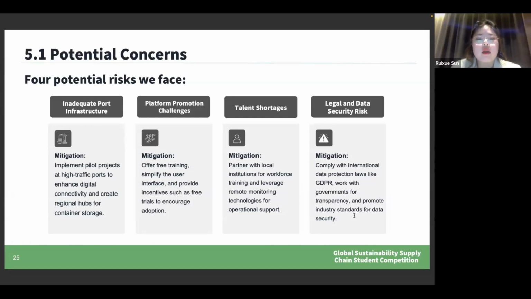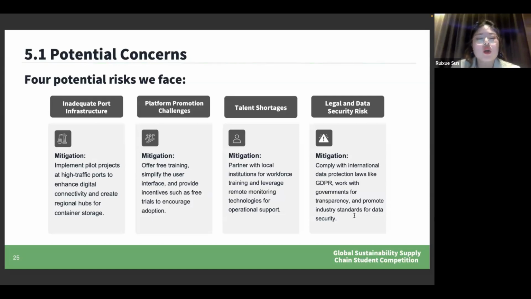So we understand there are still some challenges we are facing, such as inadequate port infrastructure, platform promotion challenges, talent shortages, and also the final one, legal and data security risk. However, we have proactively developed clear, actionable strategies to overcome these hurdles.